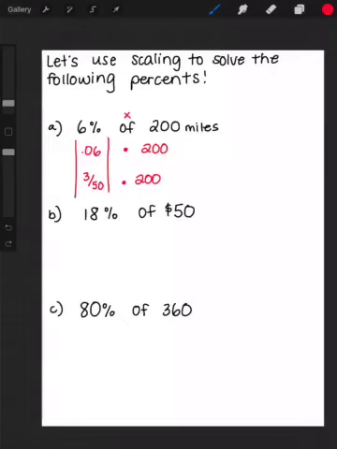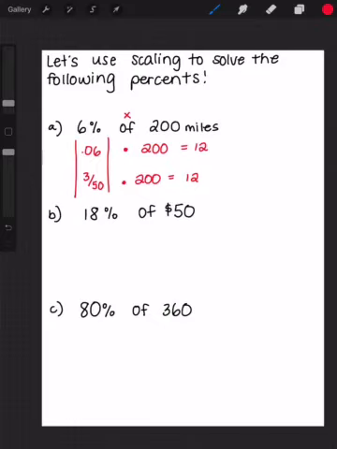Okay. So if I go to solve this, I can do 0.06 times 200, or I can do 3 over 50 times 200. Well, if I do 0.06 times 200, I'm going to get 12. If I do 3 over 50 times 200, I'm also going to get 12. It doesn't matter either way. It's entirely up to you what you're more comfortable doing.